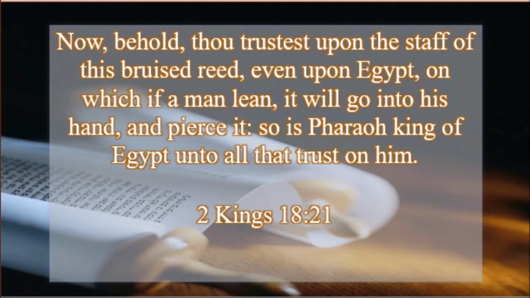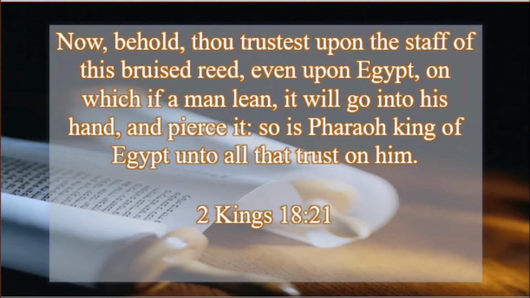It says to trust upon the staff of this bruised reed. What do we do when we trust upon the staff? We lean upon it. We put our weight into it. We have it support us. And that's what this is talking about here. To trust upon the staff of this bruised reed, even upon Egypt, which is what it's talking about when it talks about the bruised reed. It's talking about Egypt, when they were in captivity in Egypt.